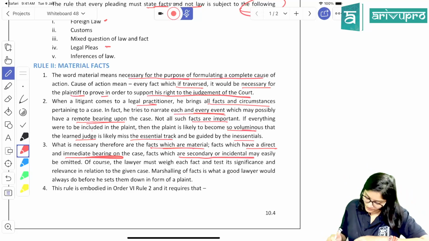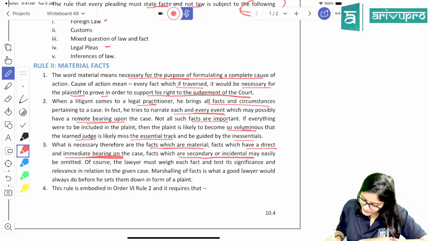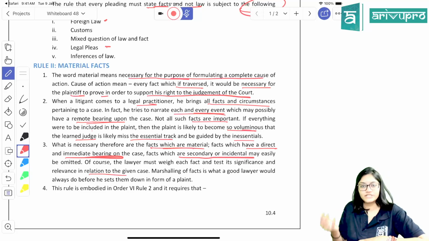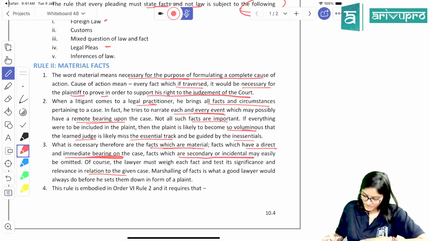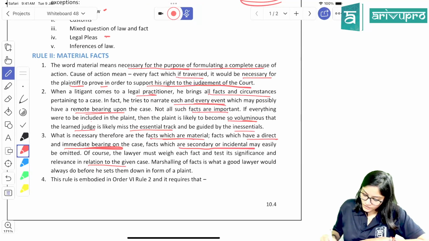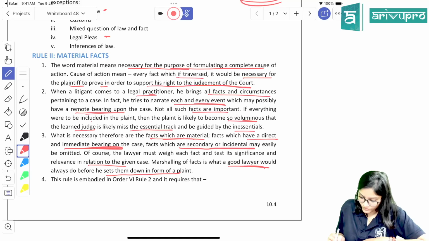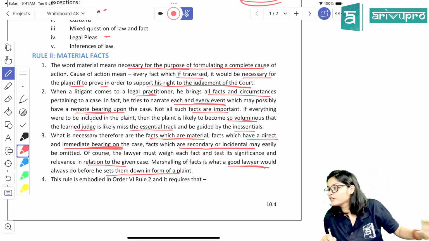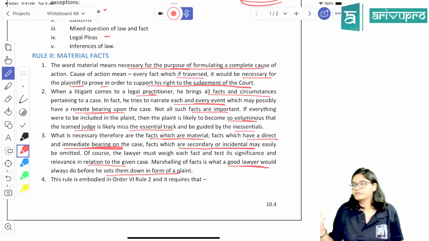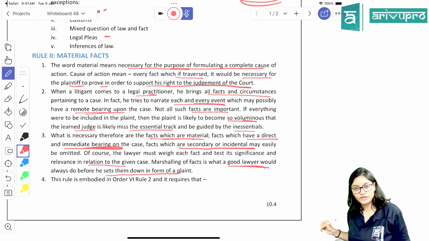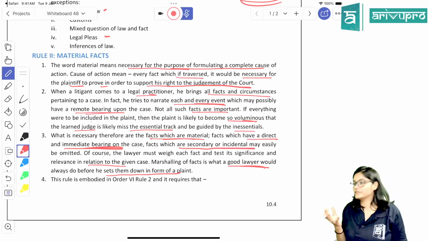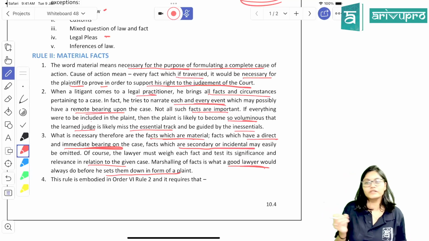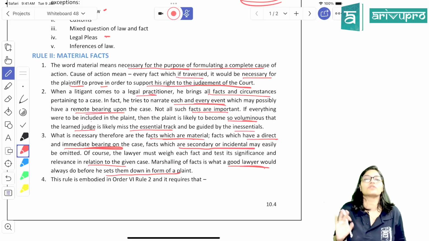Yeah? Of course, the lawyer must weigh each fact and test its significance and relevance in relation to the given case. The lawyer will check properly whether it is relevant or not. Marshalling of facts is what a good lawyer would always do before he sets them down in the form of a plaint. What does marshalling of facts mean? Checking. The lawyer will not keep on writing all the facts. First, he will analyze whether these facts are relevant or not, whether this fact should be put in the plaint or not, right?